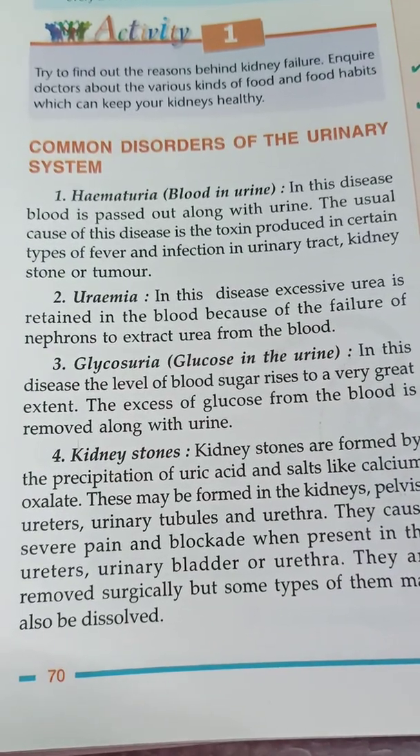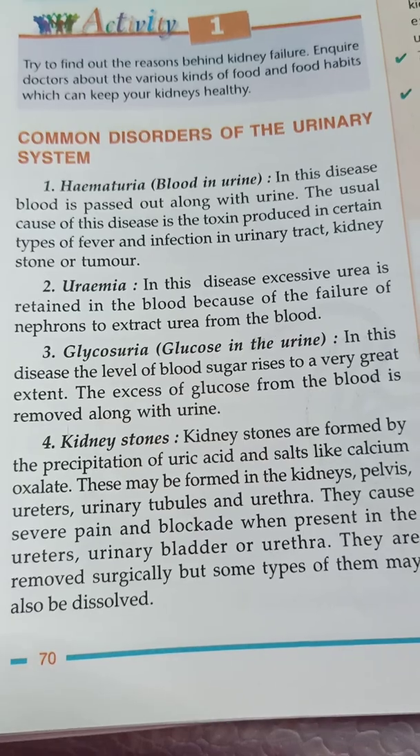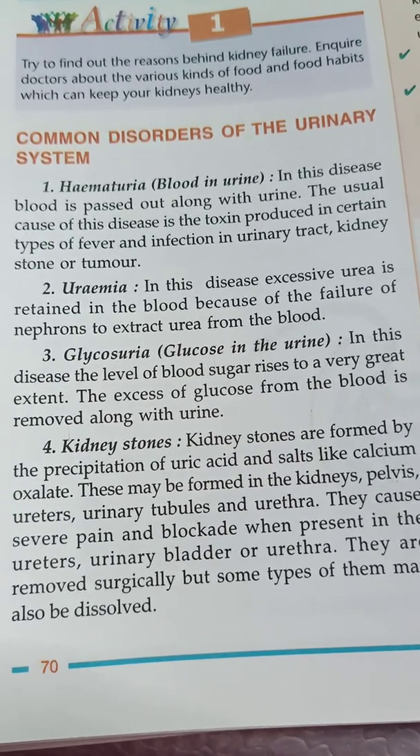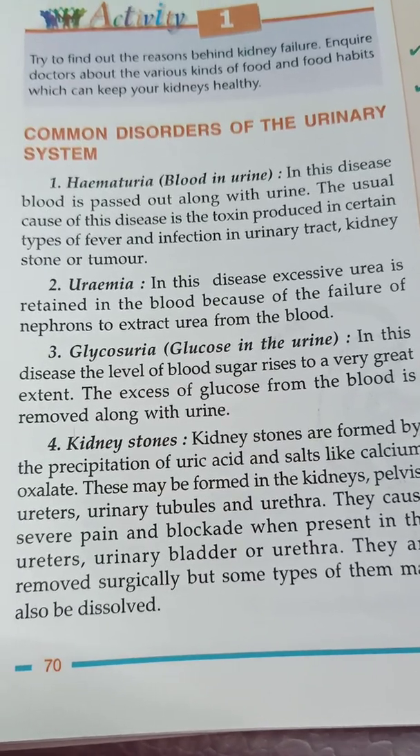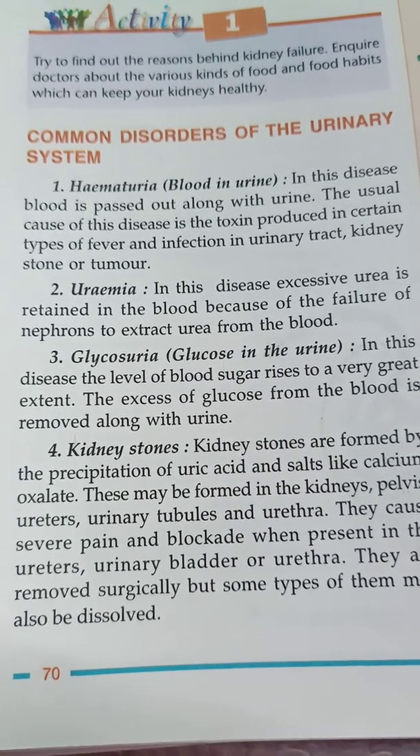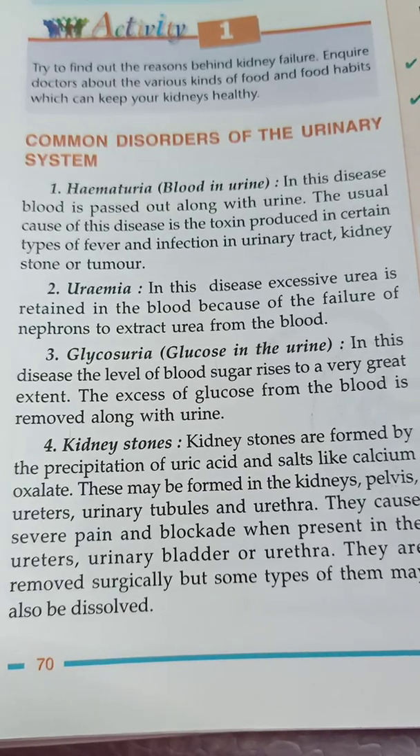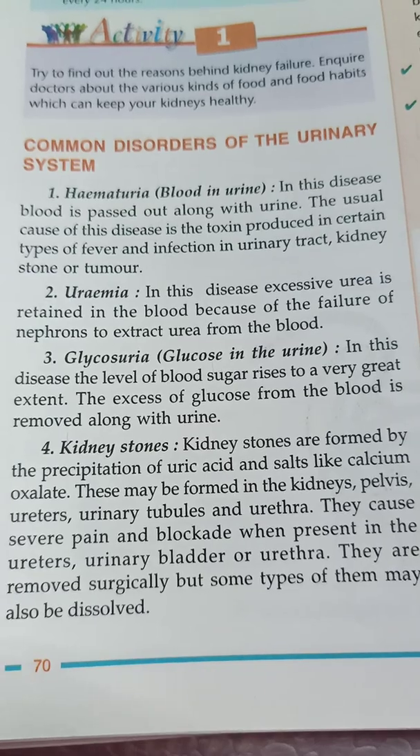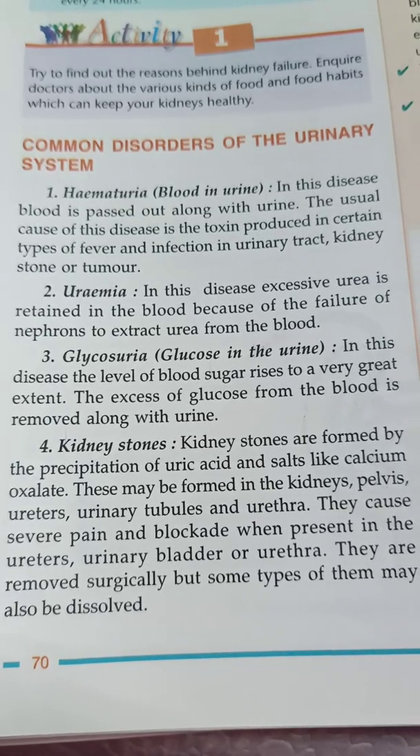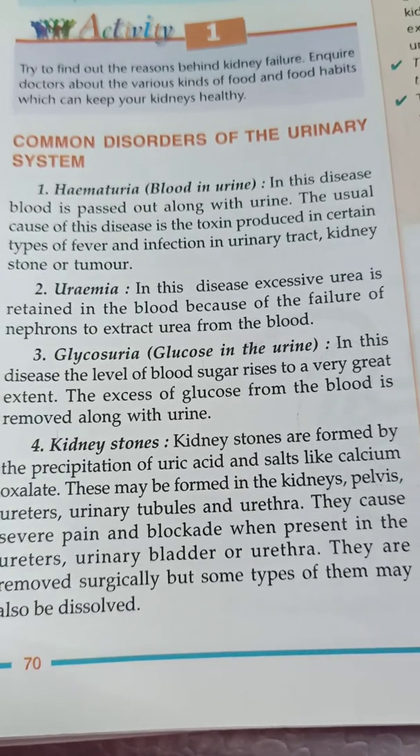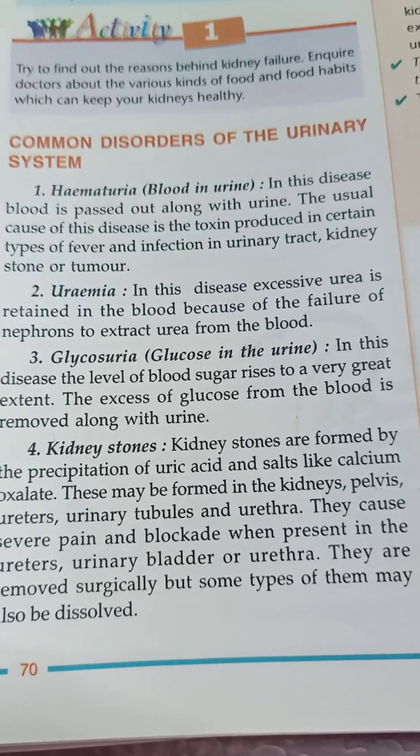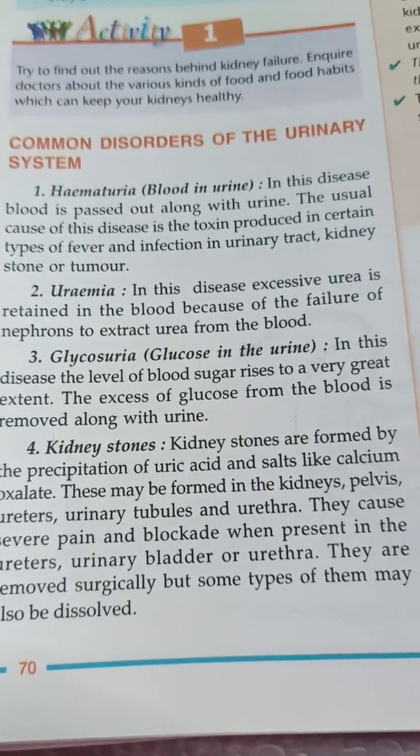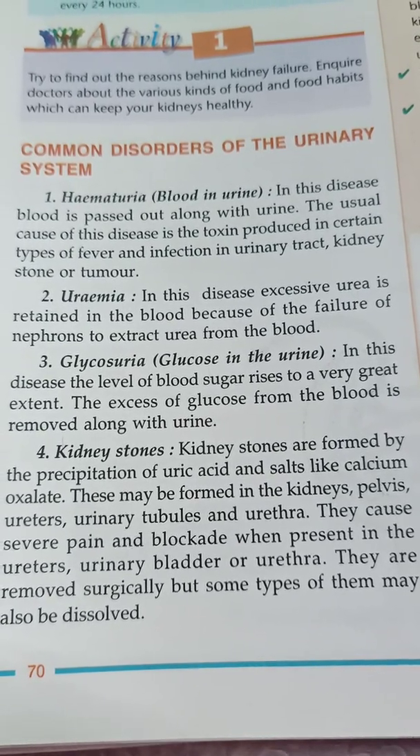Now we come to the next topic of the chapter, that is common disorders of the urinary system. Now the first one is hematuria, or we can say blood in urine. In this disease, blood is passed out along with the urine. The usual cause of this disease is the toxin produced in certain types of fever and infection in the urinary tract, kidney stone or tumor. These are the reasons in which the blood comes out while passing the urine.